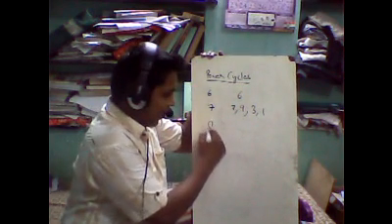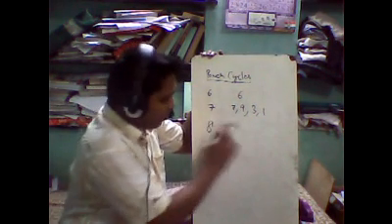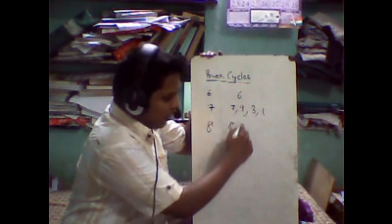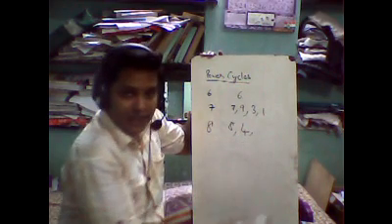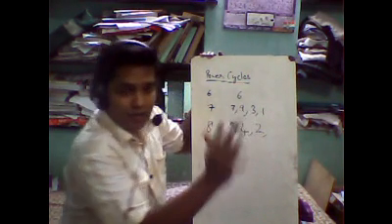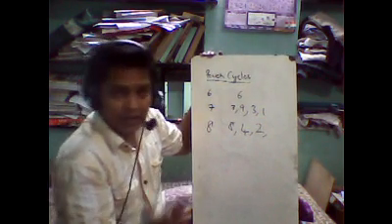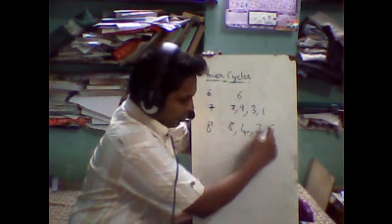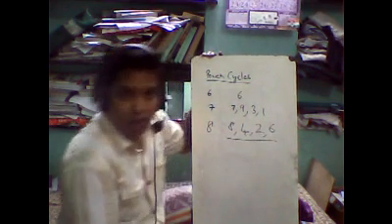Now let us take 8. 8 raised to the power of 1 is 8, 8 raised to the power of 2 is 64, which ends with 4. 8 raised to the power of 3 is 512, which ends with 2. 8 raised to the power of 4 is 4096, which will end with 6. 8, 4, 2, 6 is the power cycle of 8.